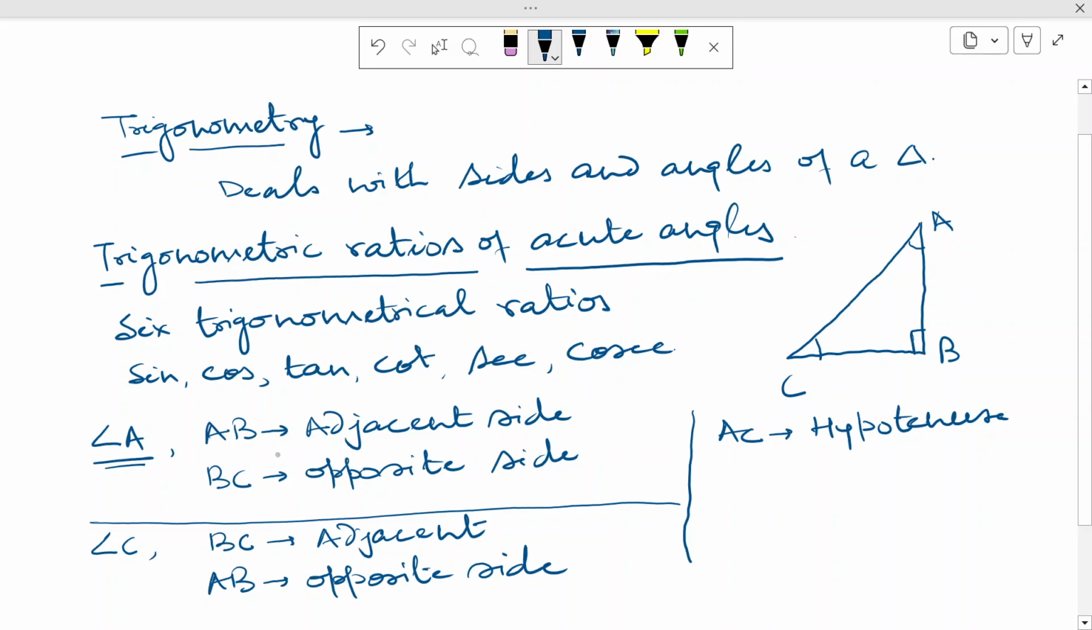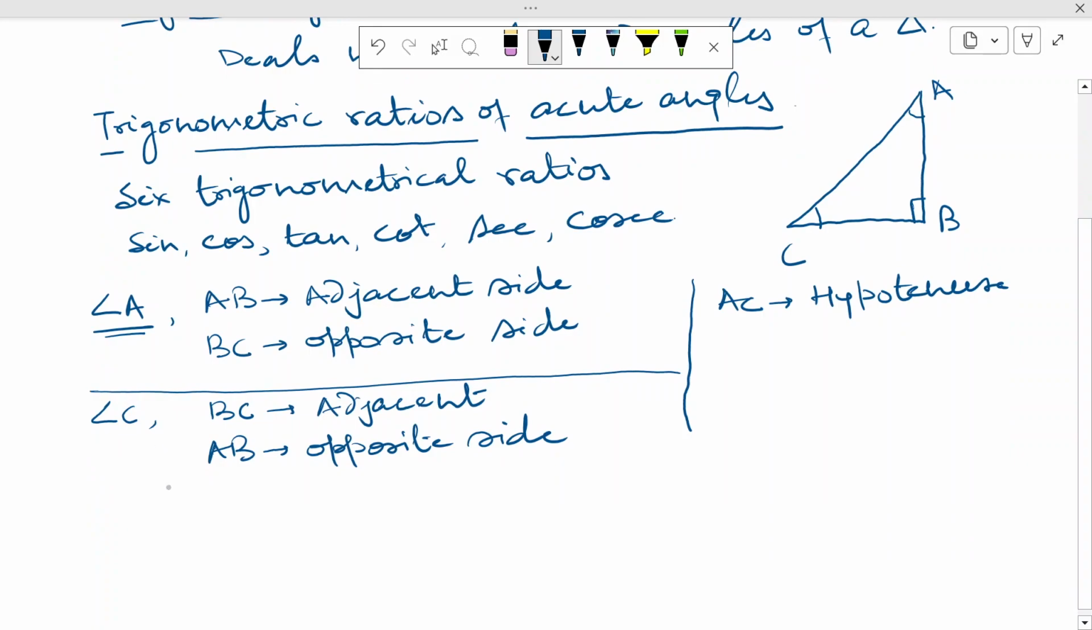Here AB is adjacent to A and BC is the opposite side to angle A, but here you can see that BC is the adjacent side to angle C and AB is the opposite side to angle C.